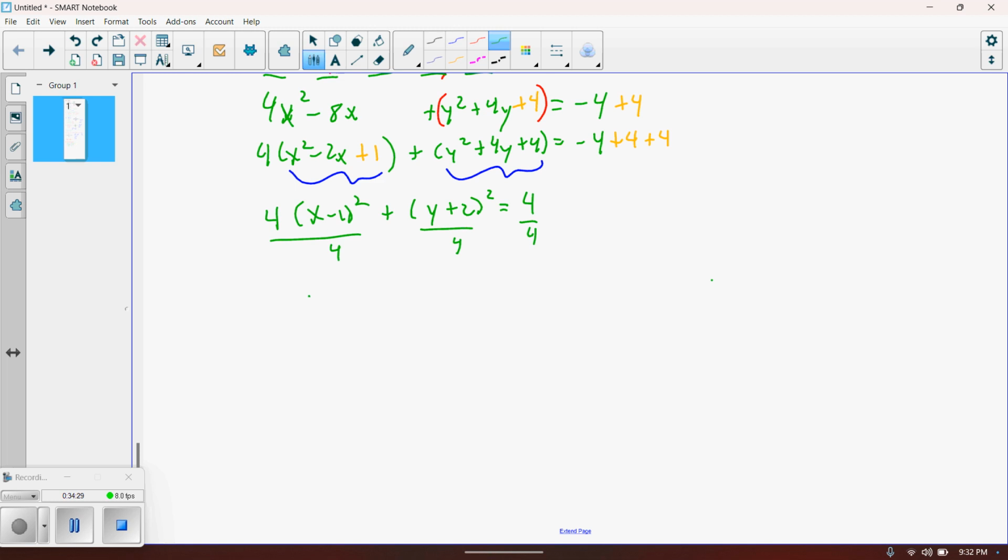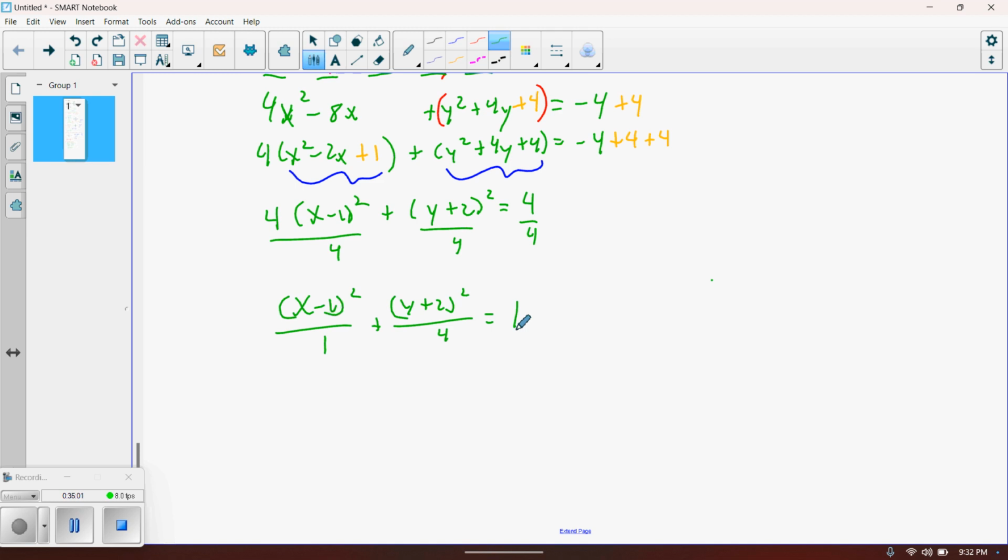Which is then going to give us the equation x minus 1 squared, technically that's over 1, plus y plus 2 squared over 4 equals 1. And what you can see is that your major axis in this case is going to be along the vertical one with the y values, and the minor axis should be along the horizontal one with the x value, since the bigger value is underneath the y term.